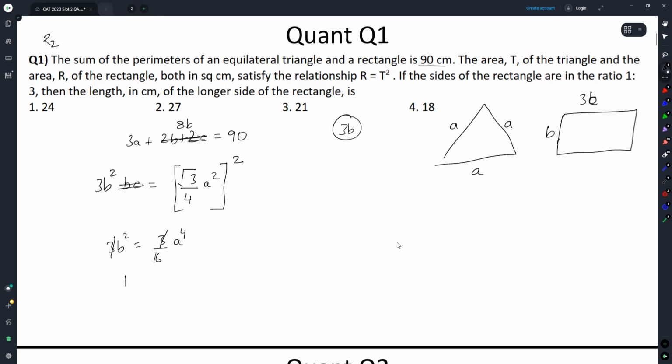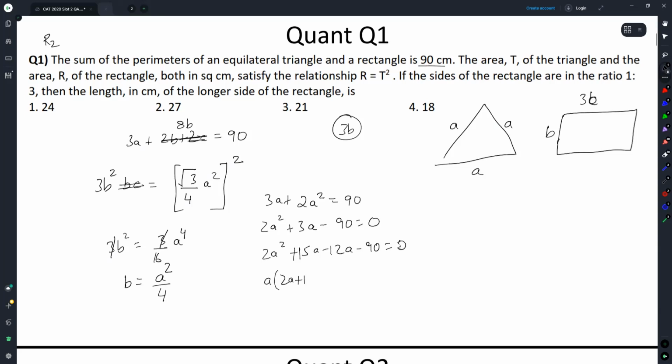So B is equal to A square by 4. Okay. Let me put that here. 3A plus 2A square is equal to 90. 2A square plus 3A minus 90 is equal to 0. 2A square plus 15A minus 12A minus 90 is equal to 0. 2A plus 15 minus 6. 2A plus 15, everything is right.